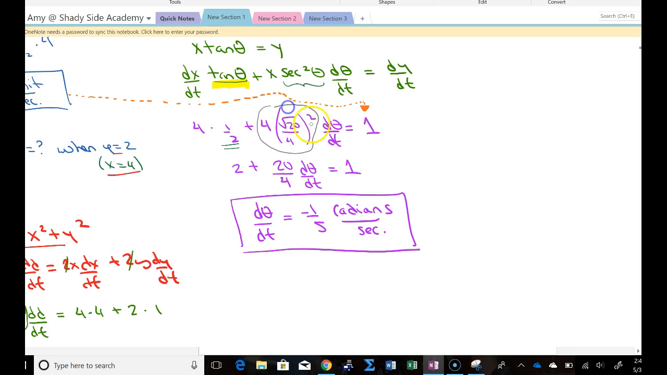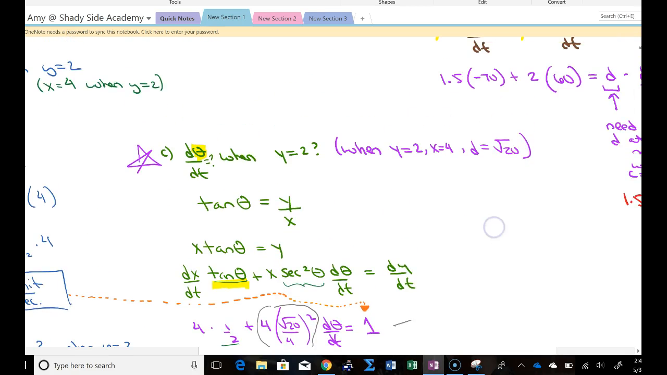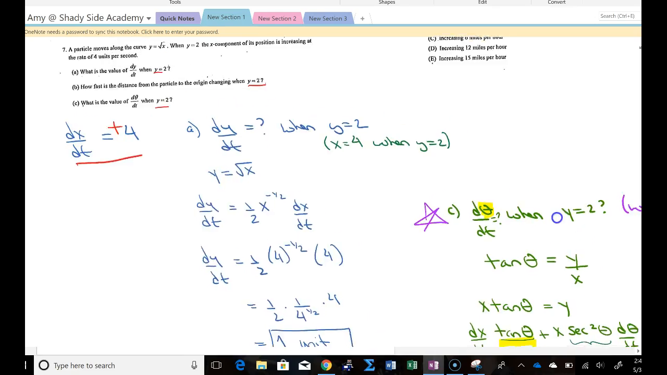Radical 20 over 4 squared becomes 20 over 4 because one of the 4's cancels with this 4. You're left with just 1 4. And negative 1/5 radians per second is my final result. So that was a pretty juicy one. I like that a lot.